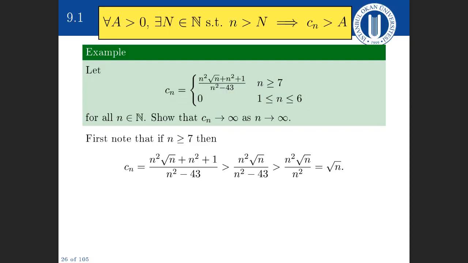Now, first, let's look at our Cn. We're interested in what happens at the end of the sequence. We're not interested in what happens at the start of the sequence. So we can forget for now about the zeros between 1 and 6. Let's just think about what happens if we're after 7.